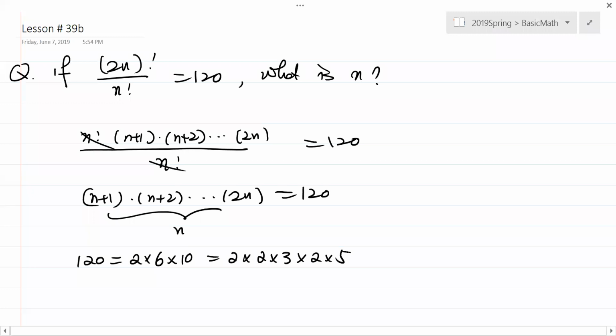But why would you do the prime factorization? That's the prime factorization. It's 2 cubed times 3 times 5, but we have to write it in a way where each factor increases by 1. So you can write it as 2 times 3 times 4 times 5. That's one of the ways.